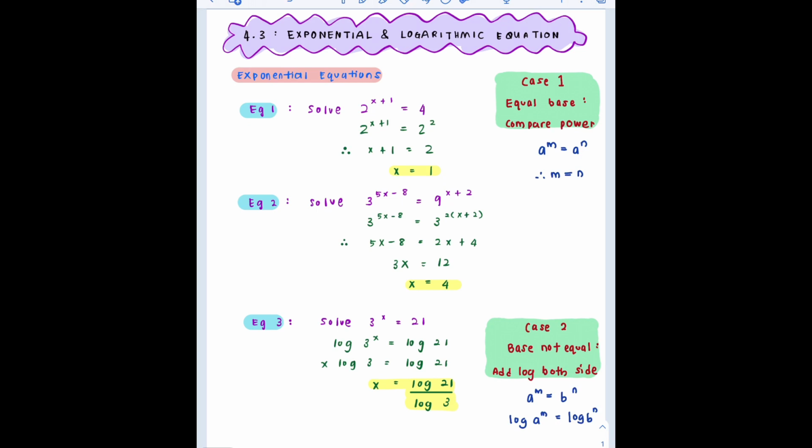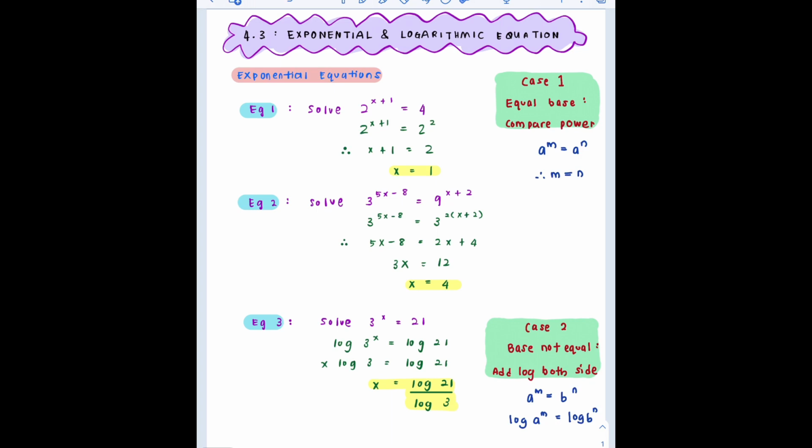Second example, solve 3 to the power of 5x minus 8 equal to 9 to the power of x plus 2. Here, 9 can be written as 3 to the power of 2, so you have the same base now. Then just compare the powers: 5x minus 8 is equal to 2x plus 4. Solve this linear equation: 3x is equal to 4 plus 8, which is 12. Then x is 4. Okay, settle the first case.